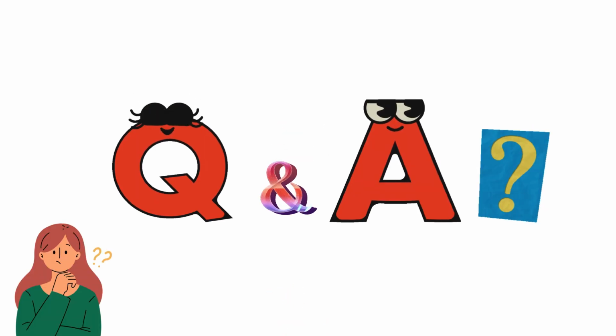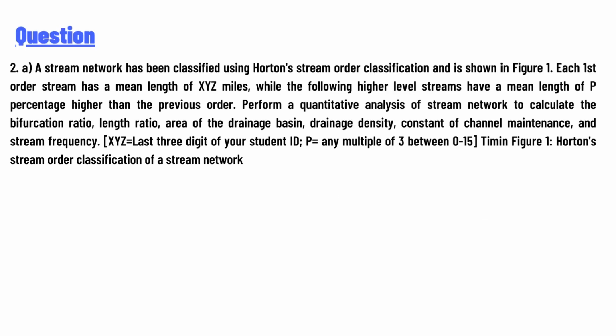So our today's question is: a stream network has been classified using Horton stream order classification and is shown in figure 1. Each first order stream has a mean length of XYZ miles, while the following higher level streams have a mean length of p percentage higher than the previous order. Perform a quantitative analysis of the stream network to calculate the bifurcation ratio, length ratio, area of the drainage basin, drainage density, constant of channel maintenance, and stream frequency.